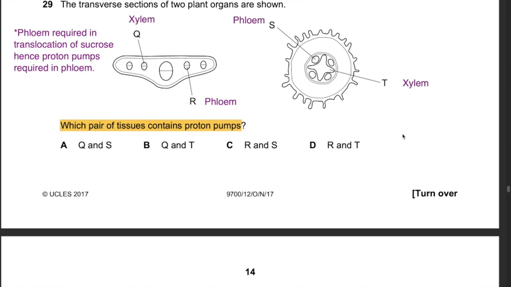And which one shows phloem tissue over here? R and S. Therefore the answer over here is C, R and S. The other answers are incorrect because they mention a xylem tissue, whereas inside a xylem only water movement occurs. There is no translocation of sucrose, hence no proton pumps are required in xylem. It is only required in phloem tissue.